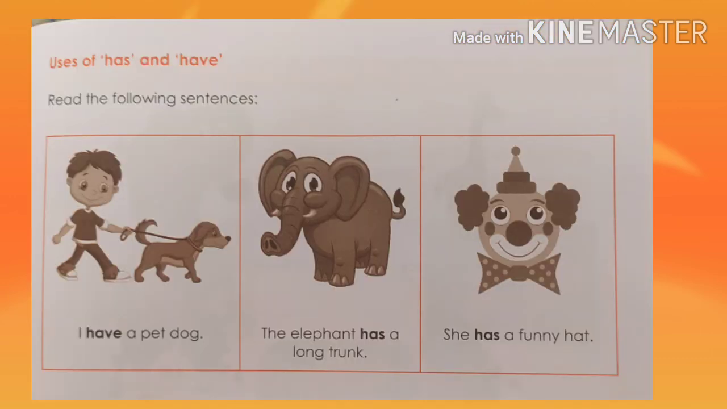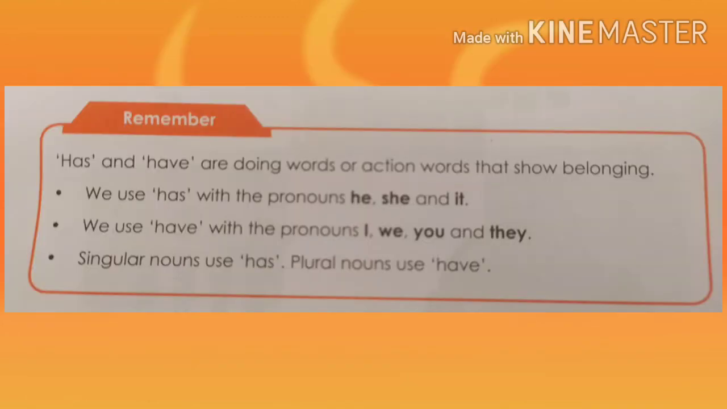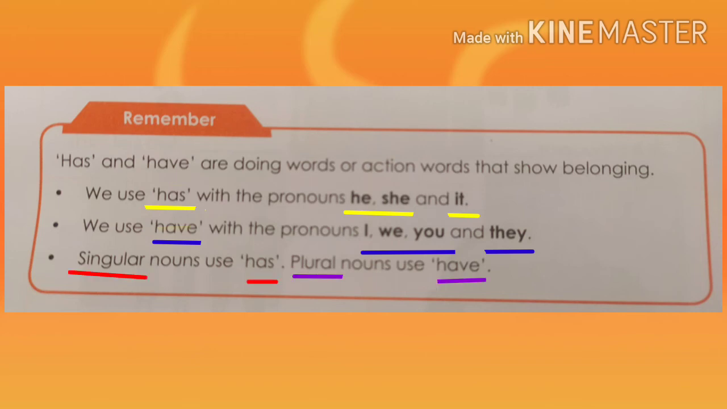Then next is uses of has and have. Read the following sentences. I have a pet dog. The elephant has a long trunk. She has a funny hat. Remember students, has and have are doing words or action words that show belonging. We use has with the pronouns he, she and it. We use have with the pronouns I, we, you and they. Singular nouns use has, plural nouns use have.